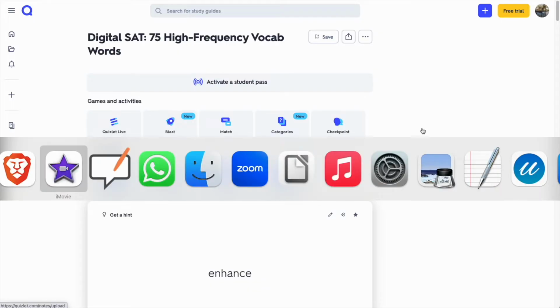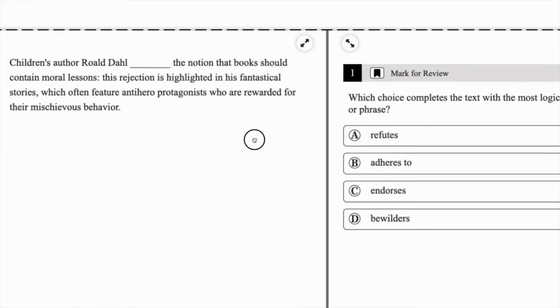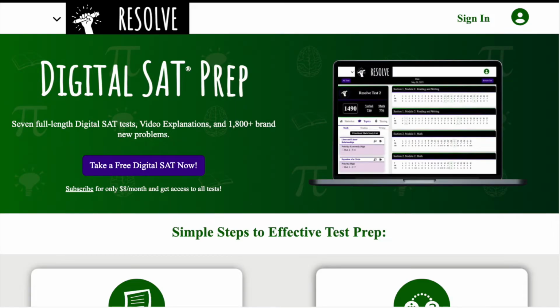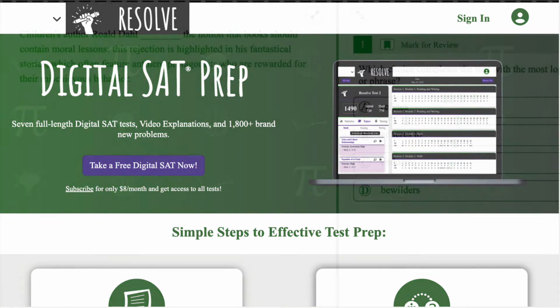But then as for the actual questions themselves, and I'll say that these examples here come from Resolve Test Prep, and I'll put the link to their site below. I'm using these with permission. These come from the free sample test on their site.